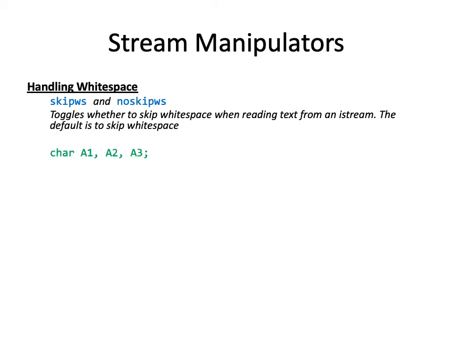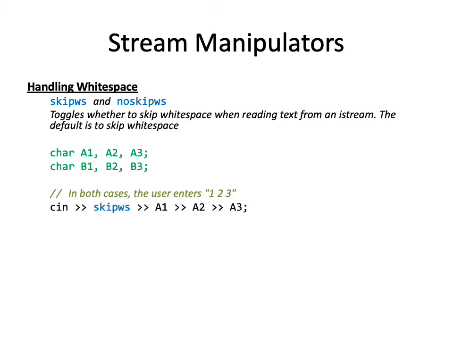So let's say you have 3 characters, A1, A2, and A3, and you have another 3 characters, B1, B2, and B3. Let's say that you're reading in from the stream, say cin, but it could also be from a file. But let's say it's from the keyboard. So the user enters to cin 1 space 2 space 3, enter. And then we do cin and then skip whitespace and then A1, A2, A3. The result will be A1 is the character 1, A2 is the character 2, and A3 is the character 3.